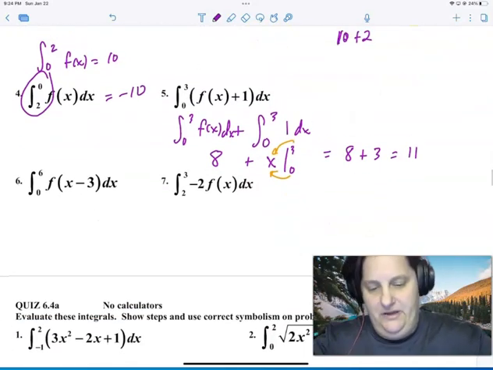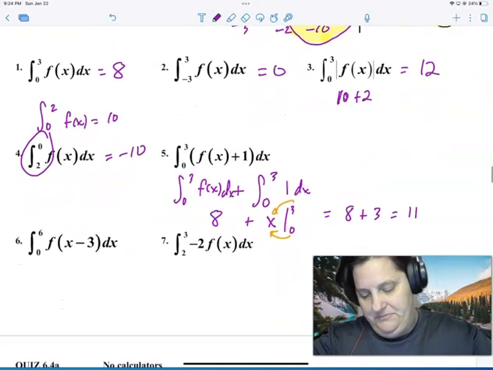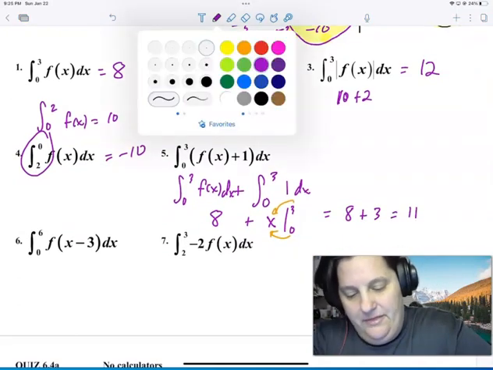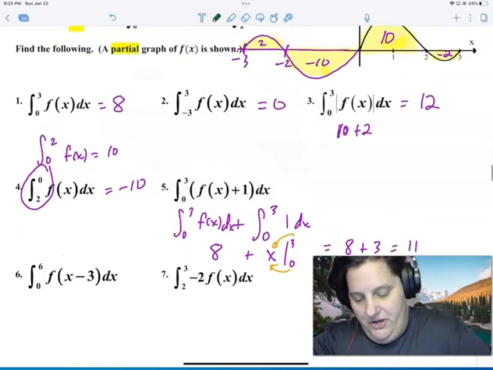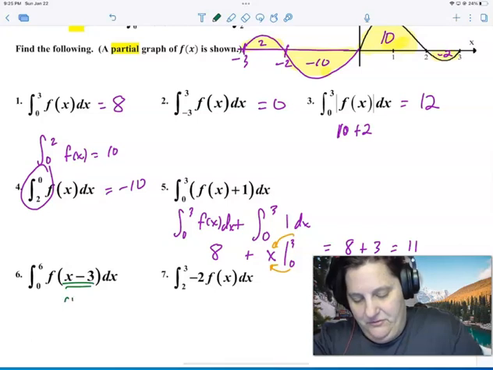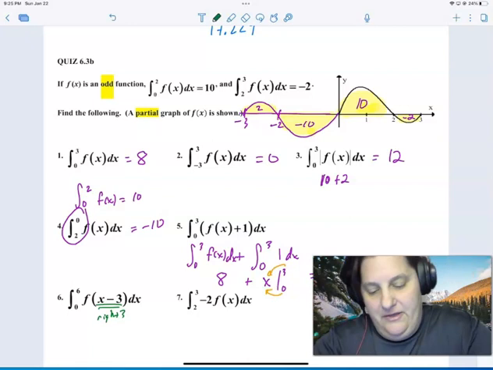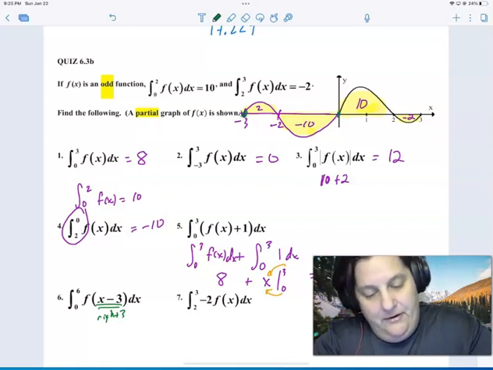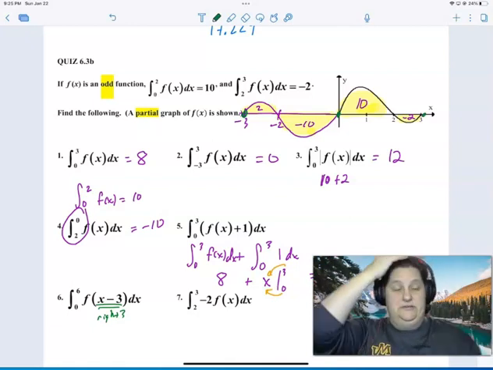All right, what's the integral from 0 to 6 of f of x minus 3? Okay, now this is a little bit tricky. There's a couple ways you can think of it. First, you can think of this as moving the graph to the right 3. So it's like if I move this whole thing to the right 3, guess what? That point would go there, that point would go there, that point would go to 6. And then I'd get the whole 0 to 6.